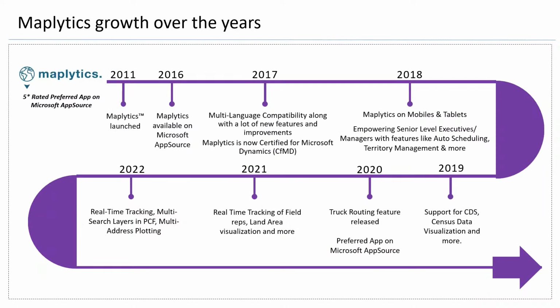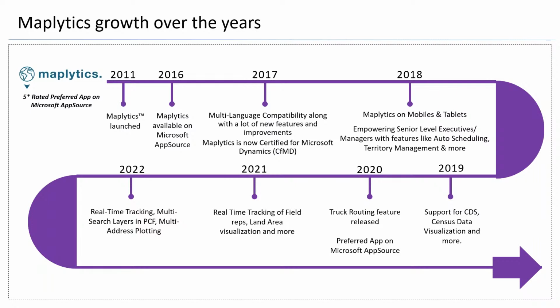So let's have a look over the growth of Maplytics throughout the years. Maplytics has been there for more than a decade now. We started in 2011 as a store locator, and we developed it more as our team researched the customer requirements, and of course, the valuable feedback from our customers and partners contributed a lot. As we grew, we added proximity search, routing optimization, as well as territory management and auto scheduling. Many more features have been added over the period.